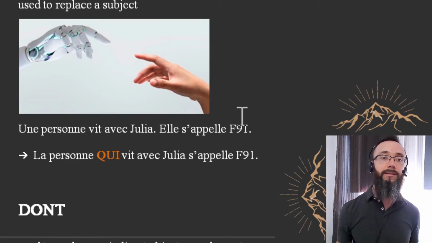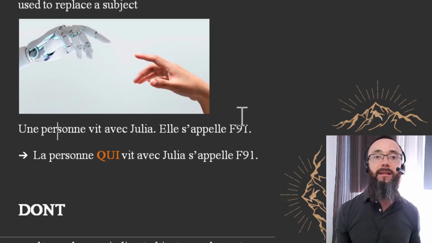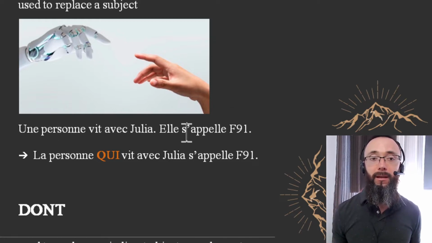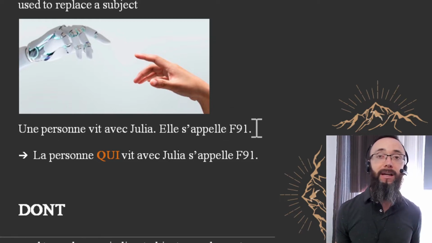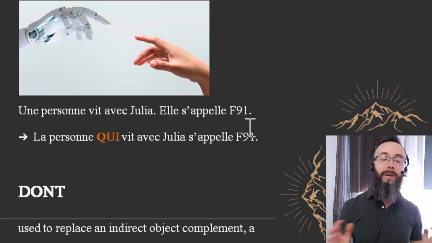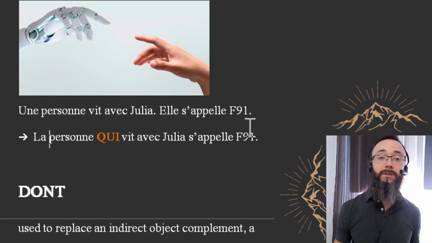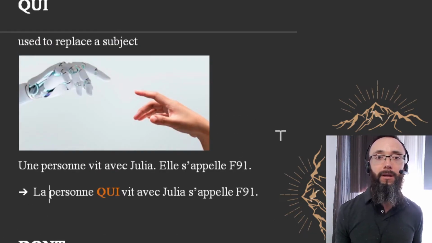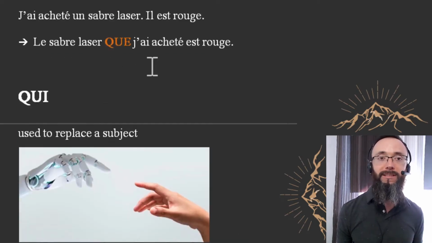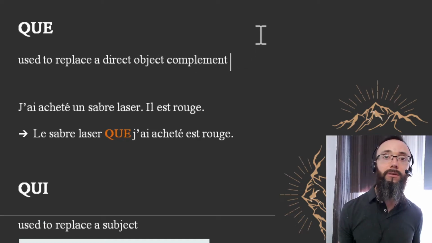And the example here is une personne vit avec Julia. Someone lives with Julia. Et cette personne s'appelle F91. She's called F91. La personne qui vit avec Julia s'appelle F91. The person who lives with Julia is called F91. Used to replace a subject, different than que, which is used to replace a direct object complement or COD.